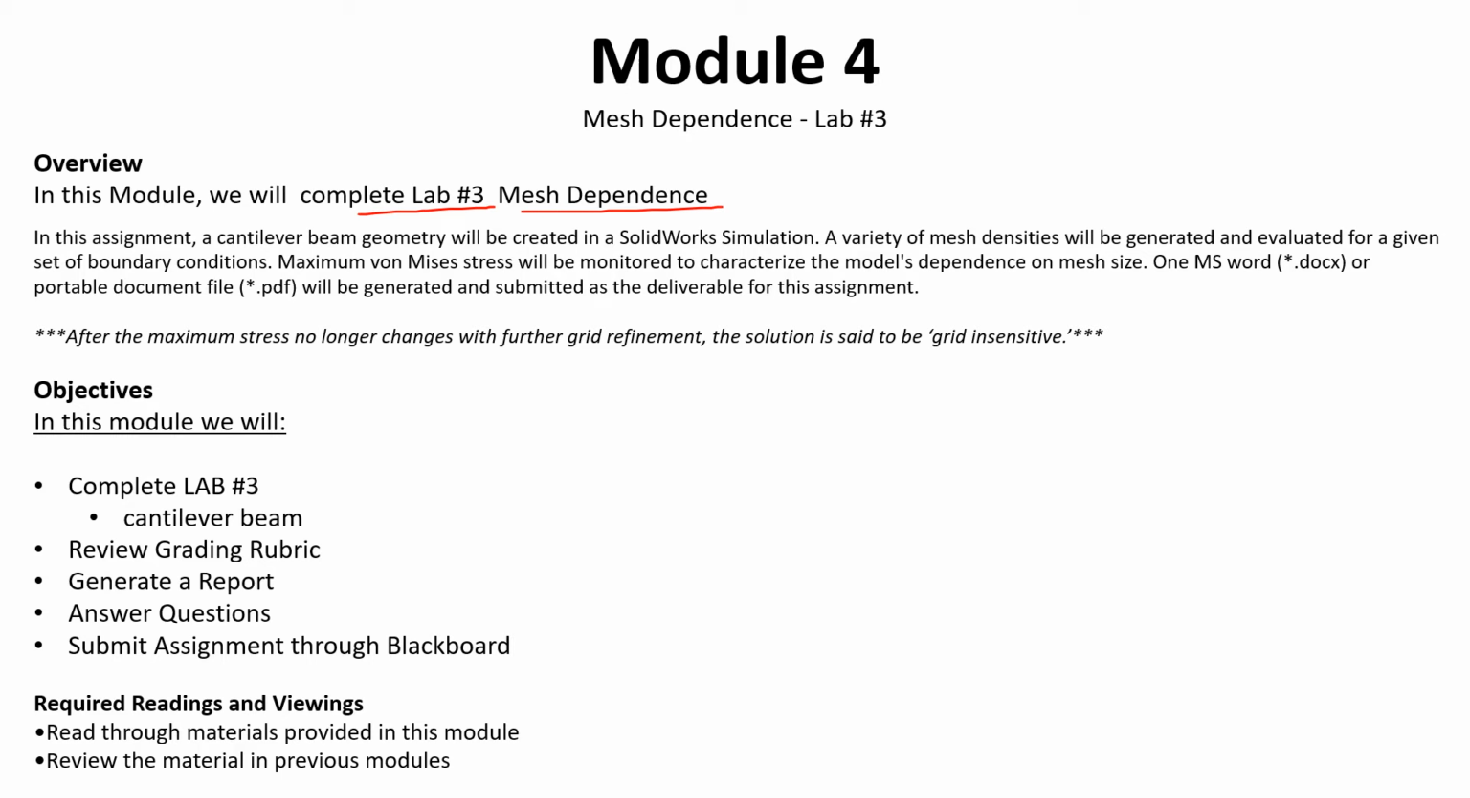So within this assignment, a cantilever beam geometry will be created in a SolidWorks simulation. Now with this, a variety of mesh densities will be generated and evaluated for a set of boundary conditions. Now the max von Mises stress will be monitored to characterize the model's dependence on mesh size. So again, when you finish your final report, you're going to do either one Word document or one PDF file, and this will be submitted as a deliverable for lab number 3.